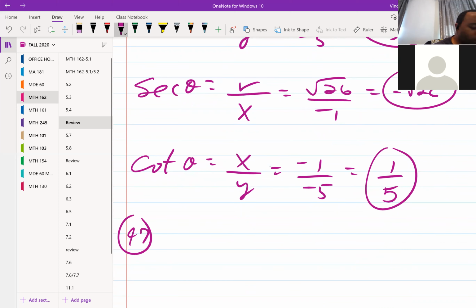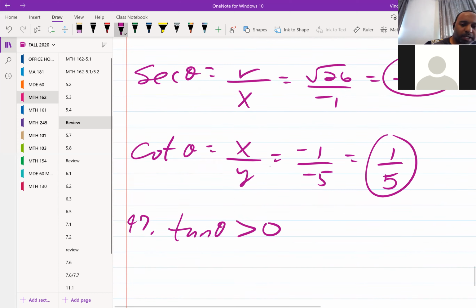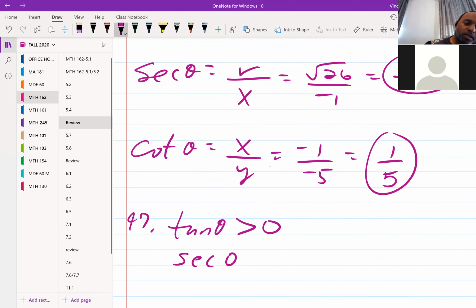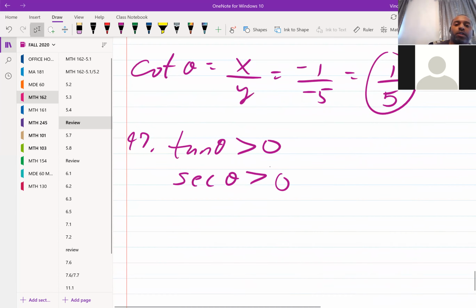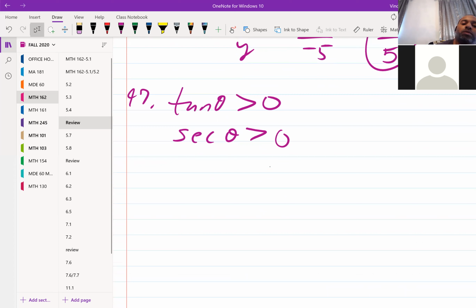this is 47. I don't want to do a circle. They give us tan theta is positive. You know, when it says greater than 0, that means it's positive. And secant theta is positive. So which quadrant is it in? So basically, this comes from, let me see.